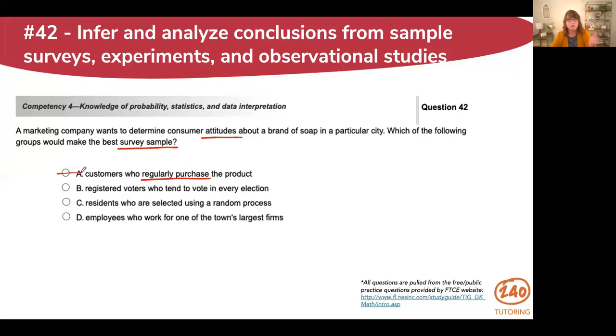B, registered voters who tend to vote in every election. Again, you're getting very specific and targeting a specific group. And I really don't know what voters have to do with this, and why wouldn't we want to ask people about soap who don't vote? All right, or maybe they just haven't registered. So B is too specific. C, residents who are selected using a random process. Guys, when we want to do this kind of survey, random is going to be best. So we think C is the answer. D, employees who work for one of the town's largest firms.